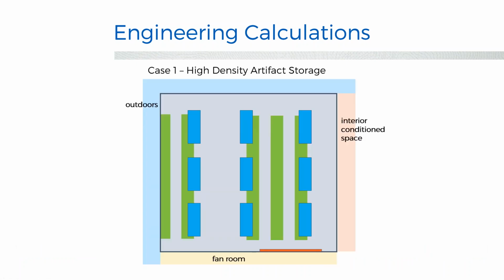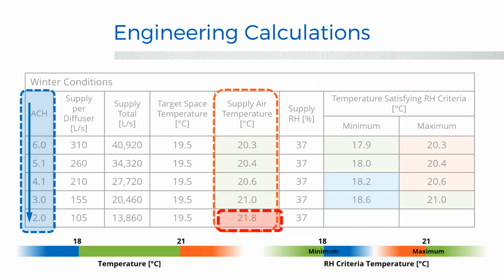So just to explain that a bit more, this is the case one that we looked at before, our high density artifact storage, and there are very few cooling loads in the room, just lighting mainly. But outdoors, there were 2 exterior walls, and as this was quite large, the amount of heat lost through those walls was significant in the winter. So I'll look at what we do with these engineering calculations as we lower the air change rate, and if we want to maintain our target space conditions.